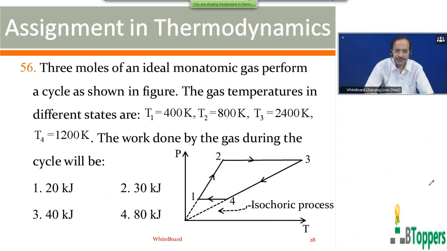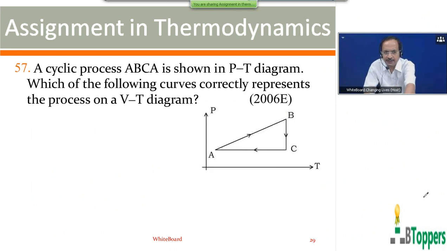So for question number 56, which I have just discussed now, the first option will be the answer, 20 kilojoules. Next I am going to discuss question number 57. The cyclic process ABCA is shown in the PT diagram. Which of the following curves correctly represents a process on a VT diagram? This question was given in the 2006 MHT-CET exam, engineering paper.